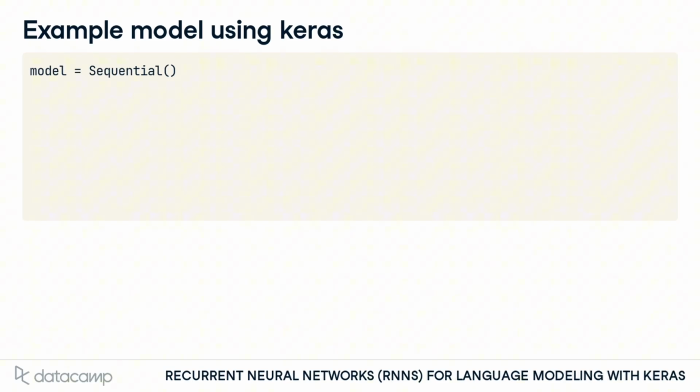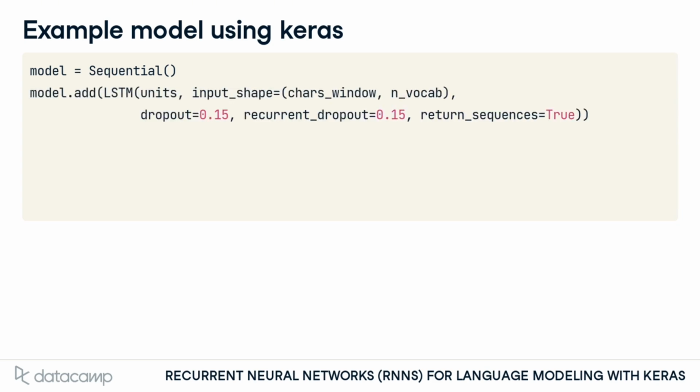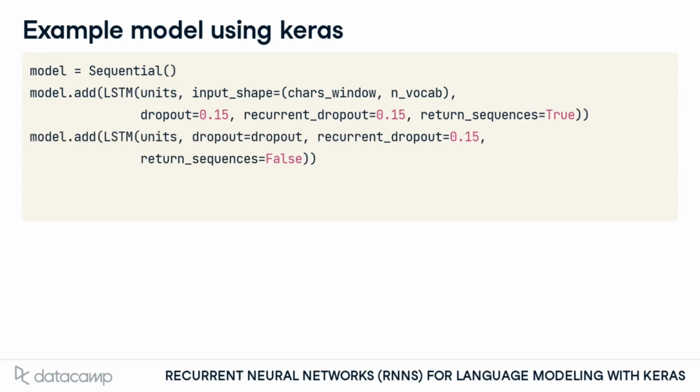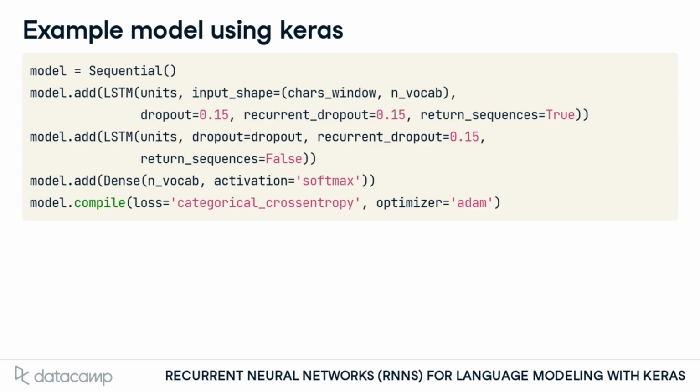We initialize the model class. Then add the first LSTM layer, defining the input shape with the shape of characters window and vocabulary size. We also add dropout values to avoid overfitting and return sequences. Next, we add the second LSTM layer, adding the dropout values and not returning sequences. Then add the output layer with the softmax activation function. Finally, compile the model with the categorical cross-entropy loss function.